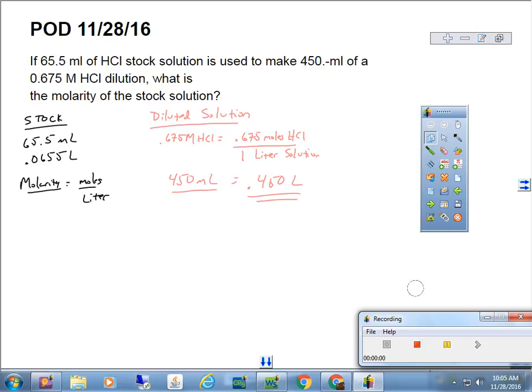This is Chad Houston. We're doing a flipped assignment. A lot of people have been asking questions on molarity and dilution problems, so we thought we'd take a quick look at the problem of the day.